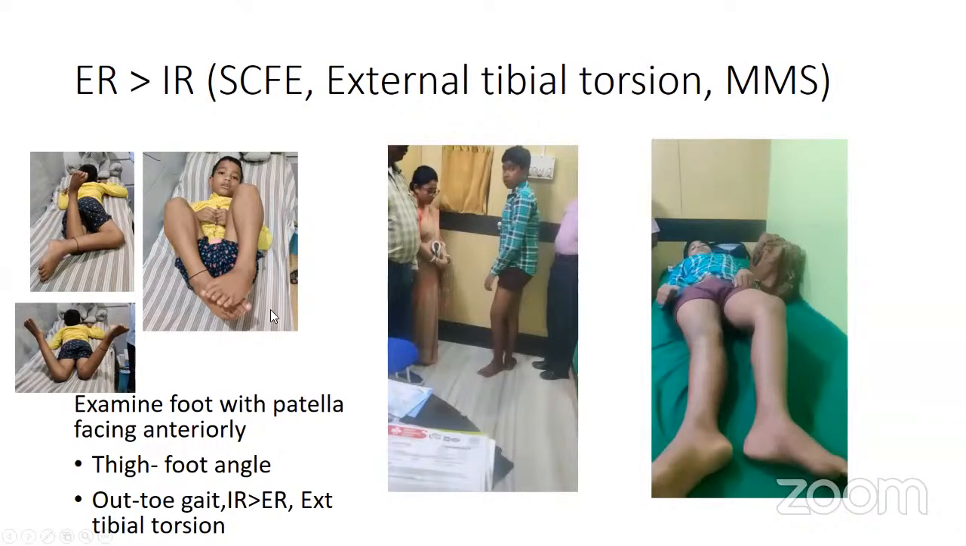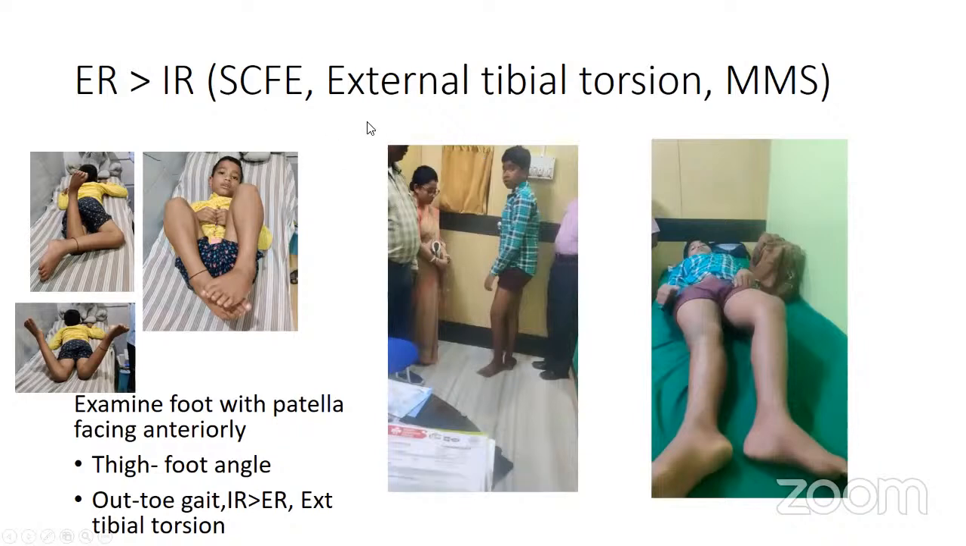And this is a special test. Ask the patient to flex the hip. Normally, once you ask the patient to flex the hip, the knee will go towards the ipsilateral shoulder. But on that side, it goes outside the ipsilateral shoulder. That means there is axis deviation, which indicates that external rotation is more than internal rotation. Once the hip is flexed, there is a high chance of slipped capital femoral epiphysis.